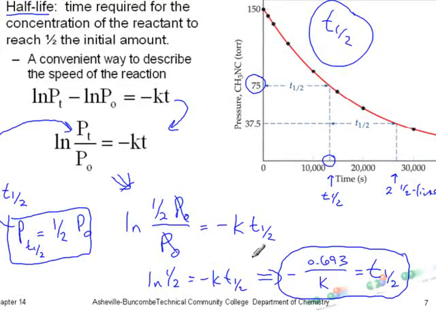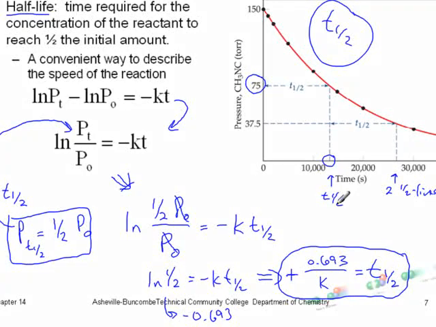I'm sorry, I misspoke here. Actually, yeah, the negative sign is followed through. The natural log of 1/2 is actually negative 0.693. So these two negatives are going to cancel out, and you're going to be given a positive value here. And this is the expression that we use to calculate these T1/2 values.